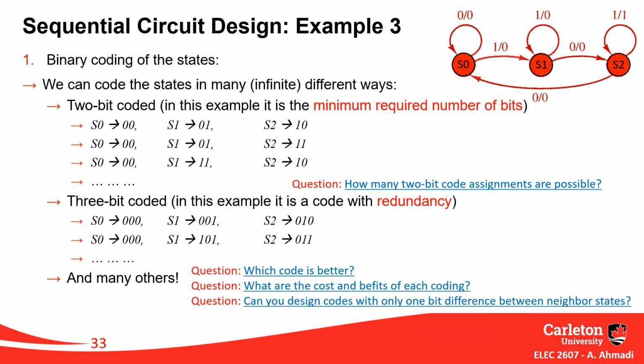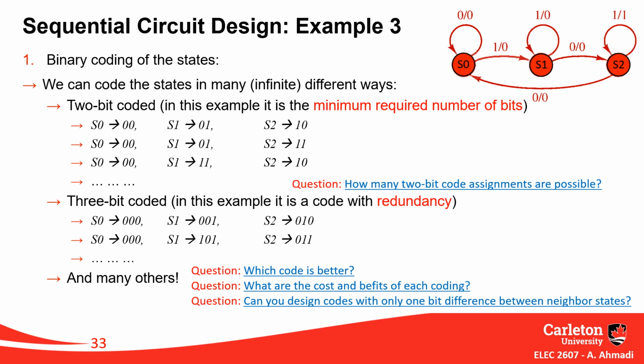So question, which code is better? What are the costs and benefits of each coding, as we discussed? And can you design codes with only one bit difference between neighbor states? Right, which can also be challenging, with minimum Hamming distance.